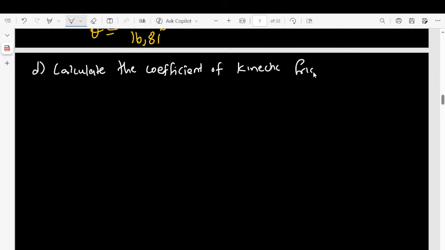Last question says, calculate the coefficient of kinetic friction between the car and the slope.